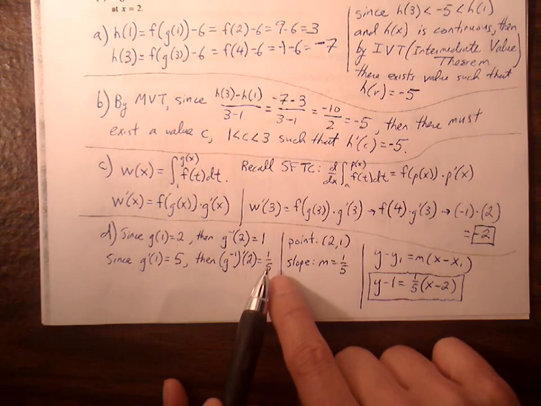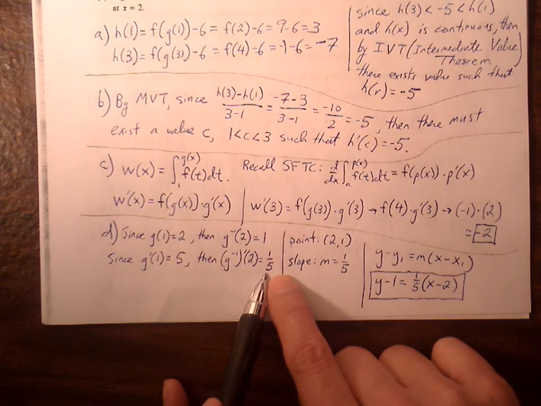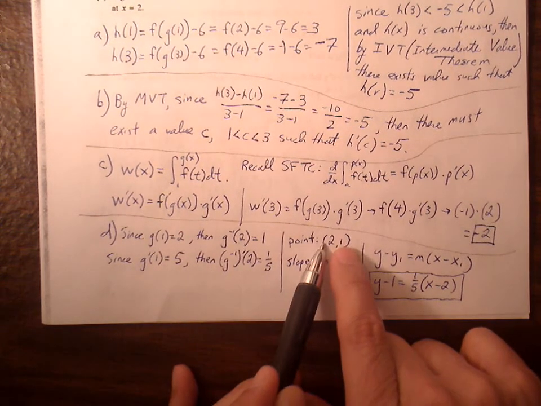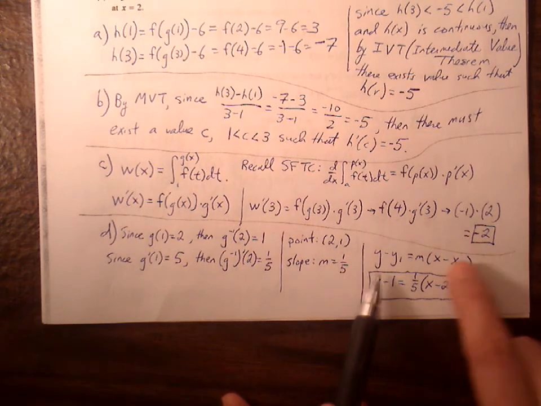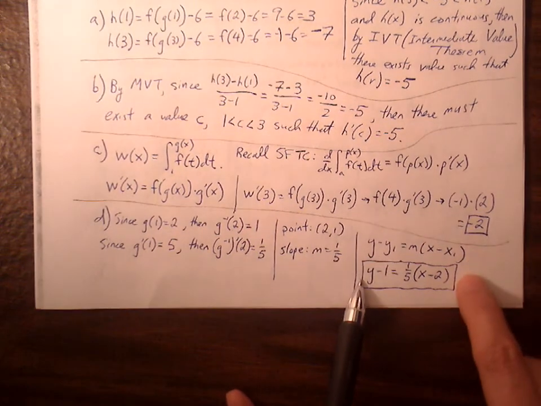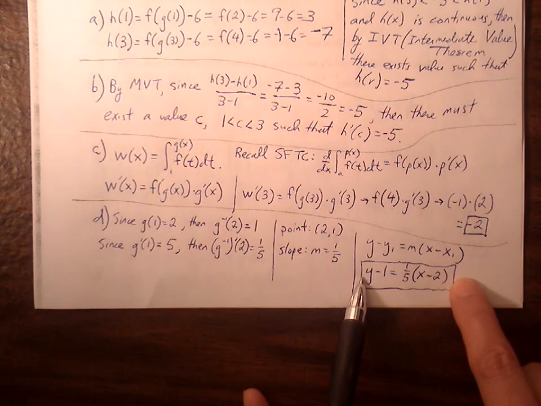So we have information about the slope that we want. We also have the ordered pair information. And once we've gathered this, we can put it into point-slope form. y minus 1 is equal to slope 1/5 times x minus 2.